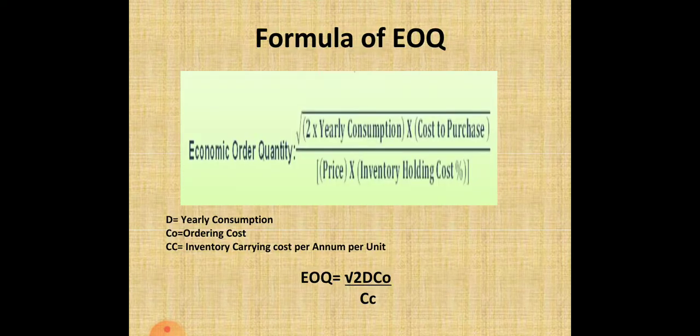So this is the formula for EOQ, how we can calculate it in a numerical question. EOQ stands for economic order quantity, which is the square root of 2 multiplied by D multiplied by CO upon CC. Here 2 is constant, D is yearly consumption, CO is ordering cost, and CC is inventory carrying cost per unit per annum.